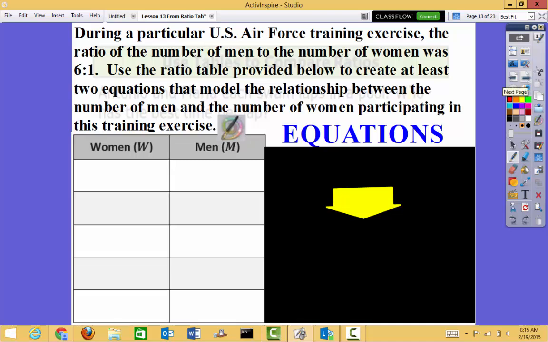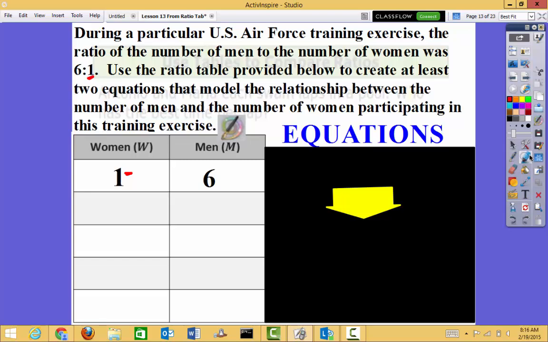Okay, so let's work on some of these. During a particular U.S. Air Force training exercise, the ratio of the number of men to the number of women was 6 to 1. Use the ratio table provided below to create at least 2 equations that model the relationship between the number of men and number of women participating in the training exercise. Well, I should see right away my ratio is 6 to 1. Why is this 1 first, and up here I see it's the second number? Why is this 1 here, but right here's the second number?